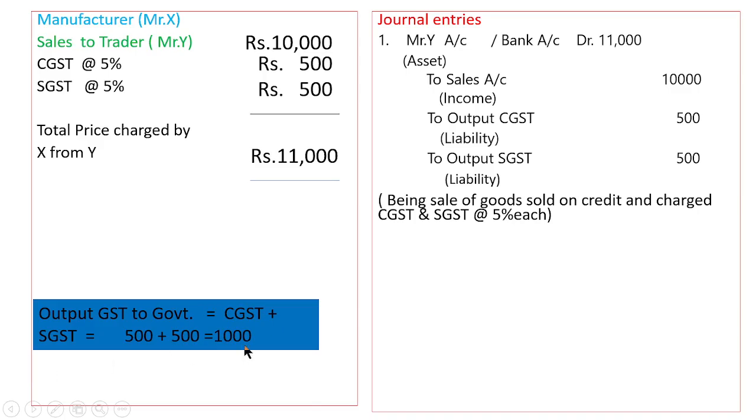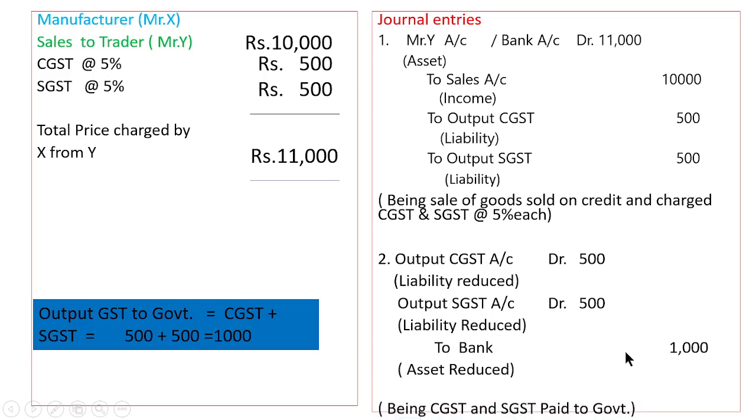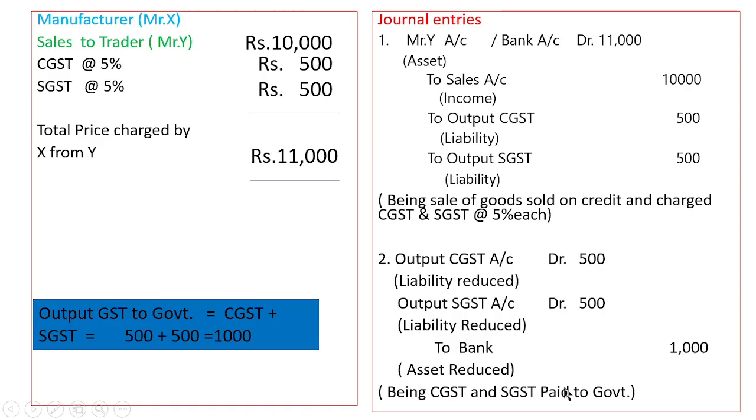Next is payment of this tax to the government. So output CGST debit. Here the liability is credited, while reducing we have to debit. We are paying the amount to the government. So output CGST liability reduced, debit 500. Output SGST account debit 500 because the liability is reduced, to bank. Payment made through bank, so the bank amount is reduced. Bank is an asset, so the asset is reduced by 1,000. Being CGST and SGST paid to government.